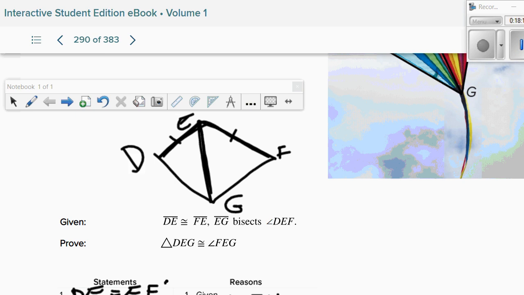Now I've got to prove something else. Now we're learning about side angle side, so I've got to find another side, and it's got to be a side that creates the angle, or is helping create the angle at least. So that's this line right here, and that line's part of both triangles again. So I should be able to use reflection. EG is equal to EG by the reflexive property.